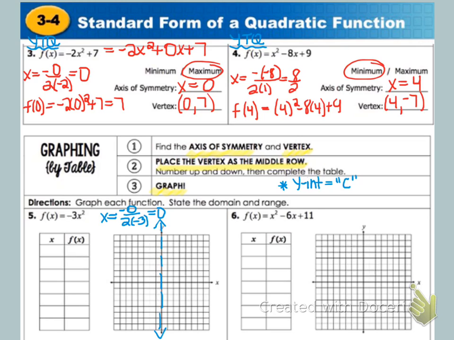Now the next thing is I've got to find the rest of the vertex. In order to do that, I'm going to plug 0 into the function where x is, and I find out that that is also 0. So this one has its vertex at (0, 0), right there at the origin. I'm going to label that, and put it in my table somewhere near the middle. So we put it right in here, (0, 0), and that's the vertex.